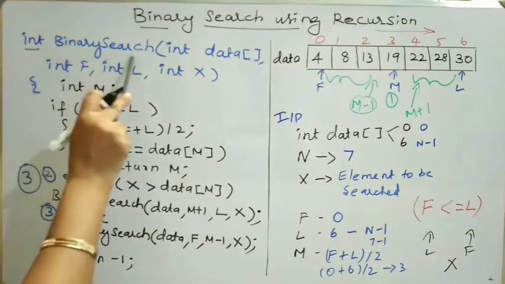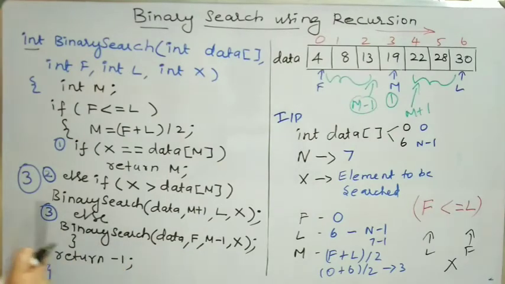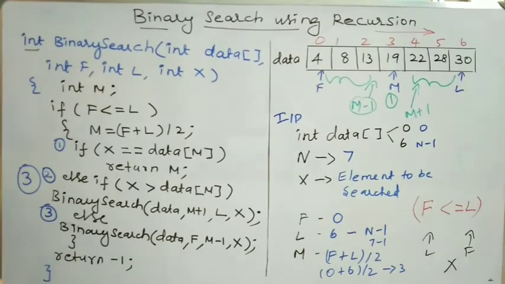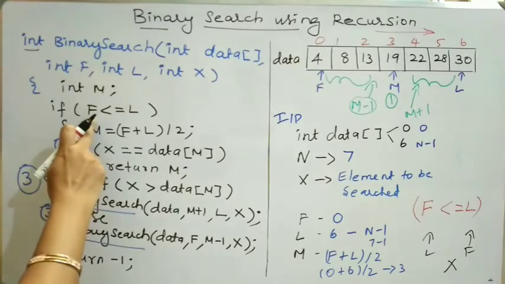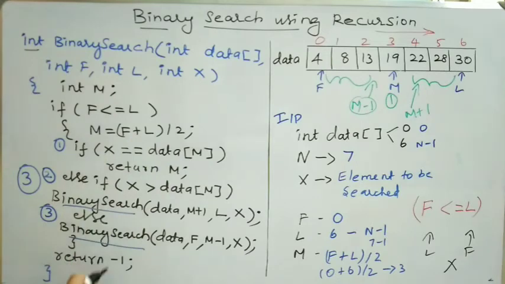How am I saying binary search is a recursive function? From within this function, I am again calling this binary search function. So it is a recursive function. A quick recap: how long do I need to continue? Until the value of f is less than or equal to L. If the condition is satisfied, I need to continue.